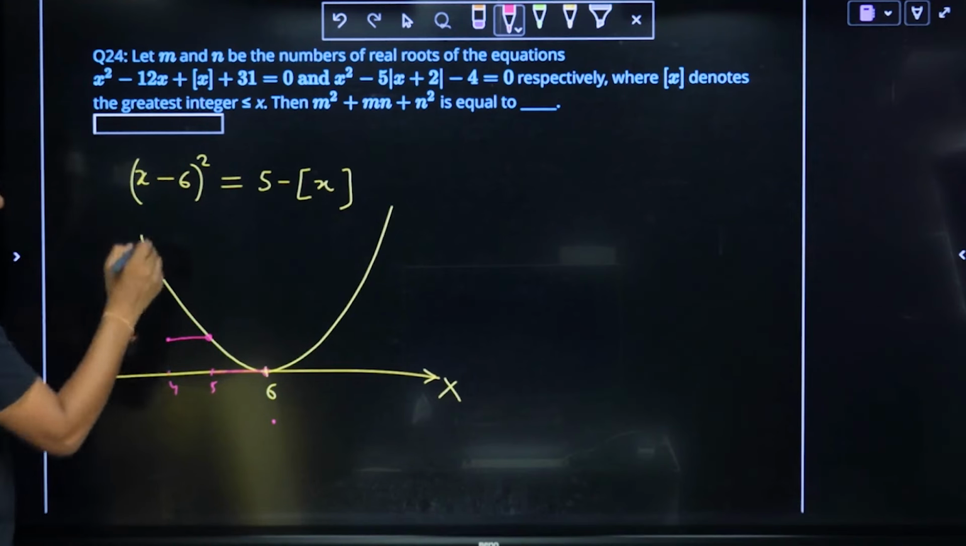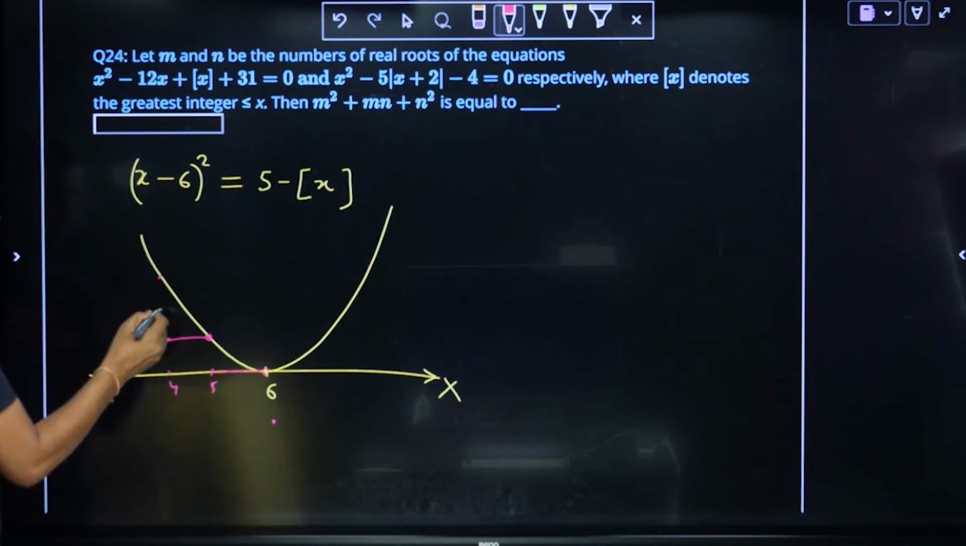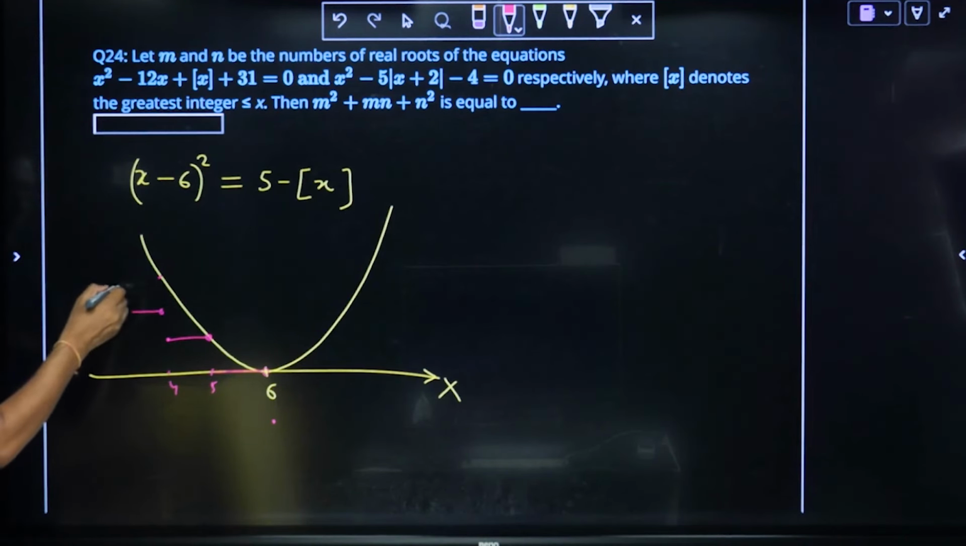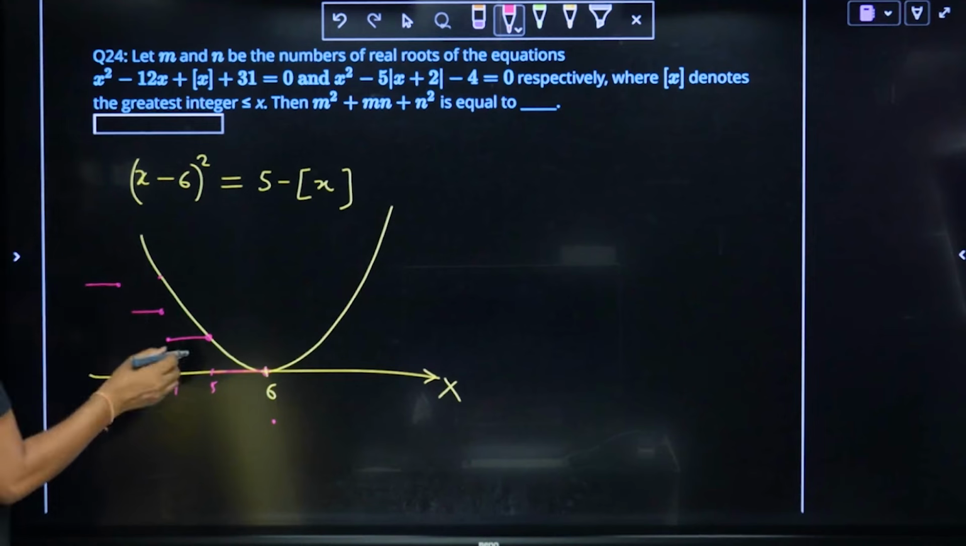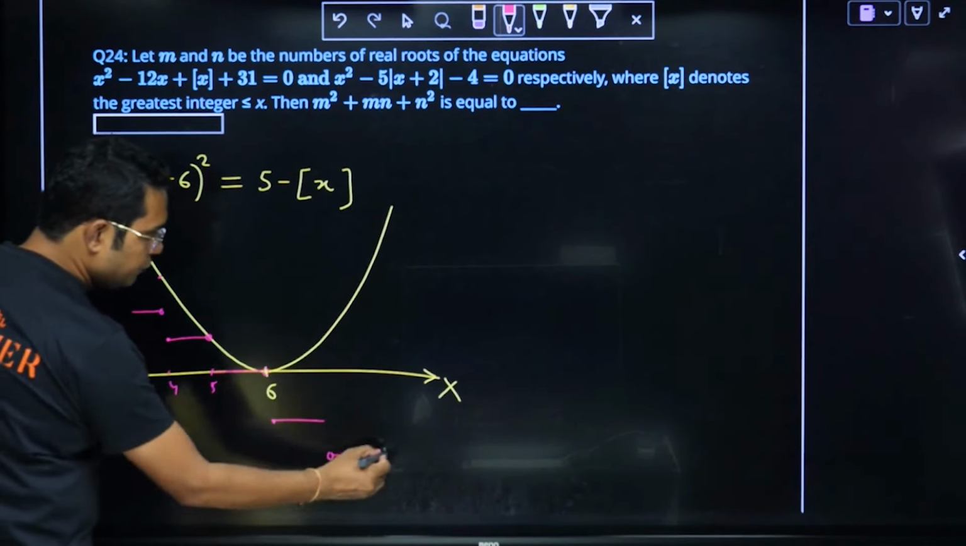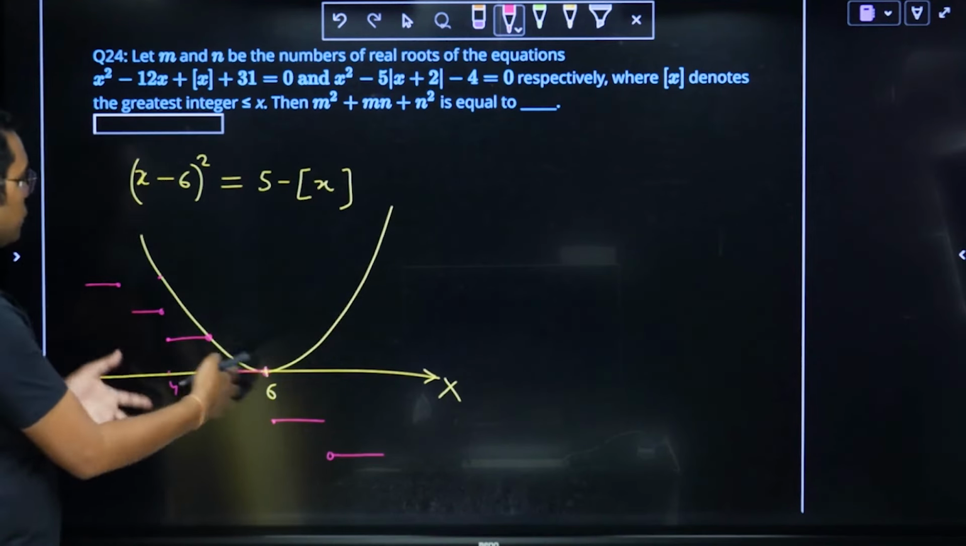Okay, at 4 the value here is 4, but just before 4 its value will be 2, something like this. Now you can see the gap will increase between these two graphs, so you cannot find any solution here, and after 6 the graph of the modulus function would be negative, which cannot intersect the graph of this quadratic anywhere.